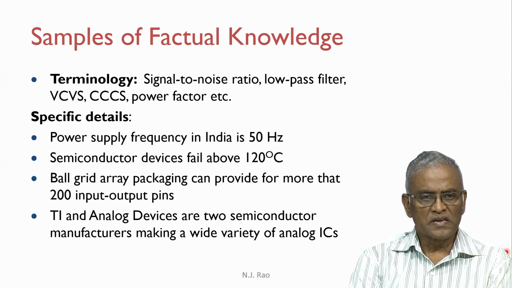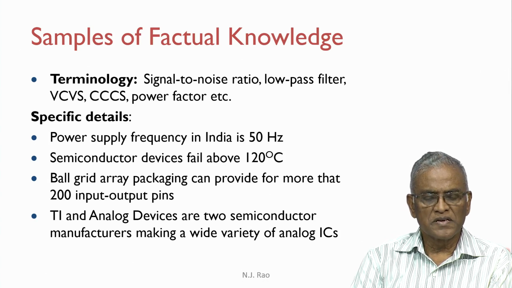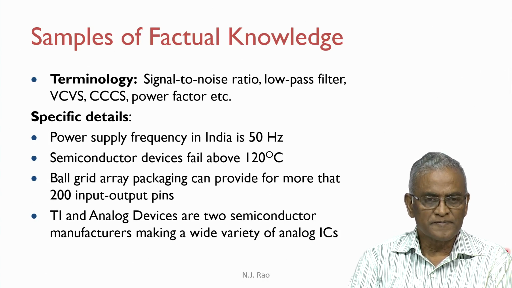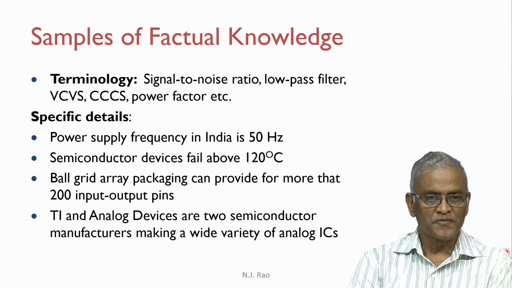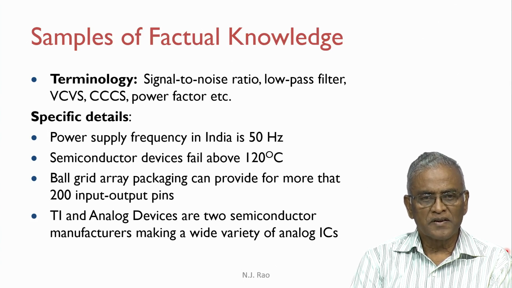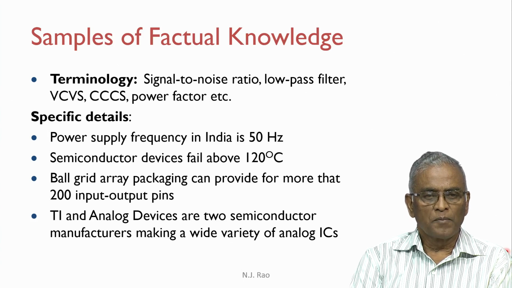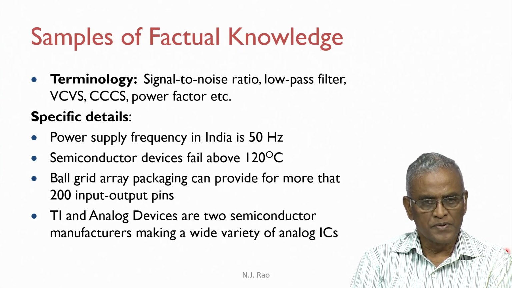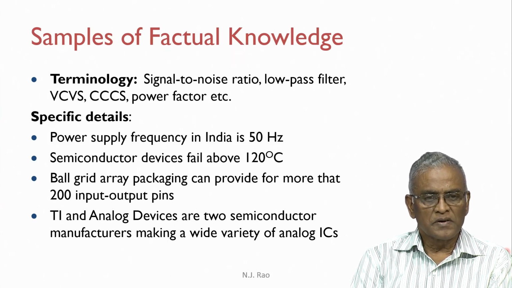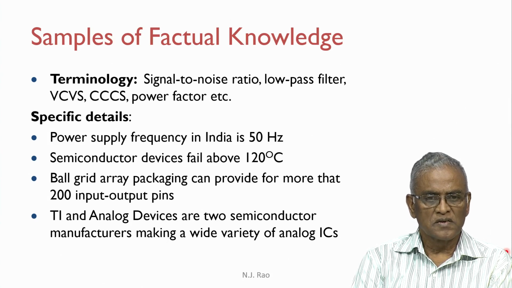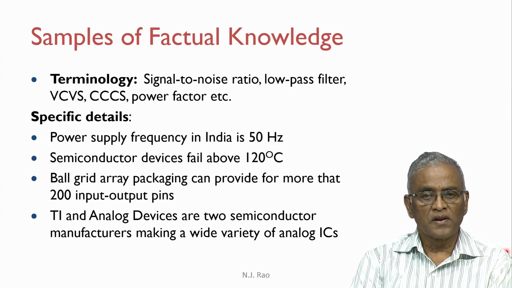Some specific details: power supply frequency in India is 50 hertz, or at least supposed to be 50 hertz. Semiconductor devices fail above 120 degrees. Ball grid array packaging can provide for more than 200 input output pins. For example, Texas Instruments and Analog Devices are two semiconductor manufacturers making a wide variety of analog ICs.